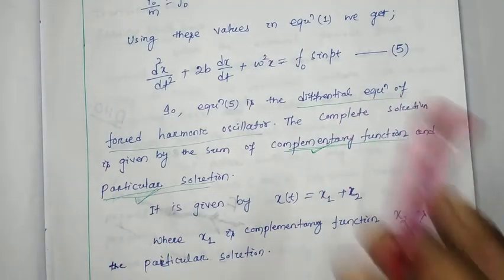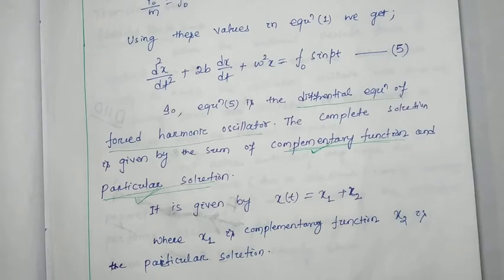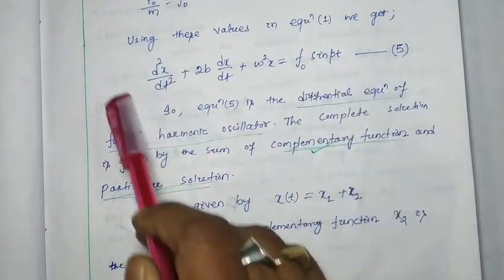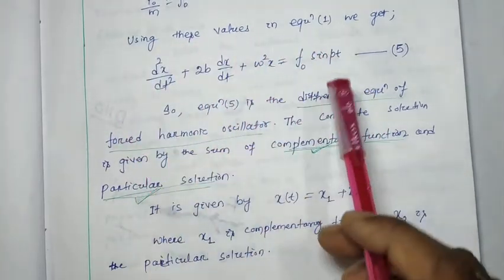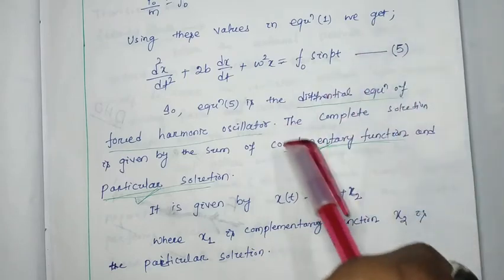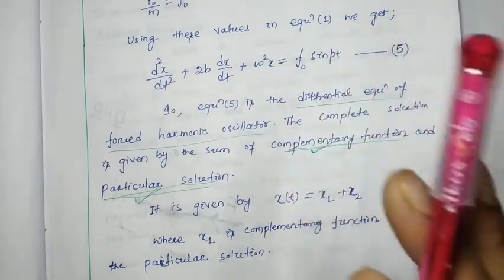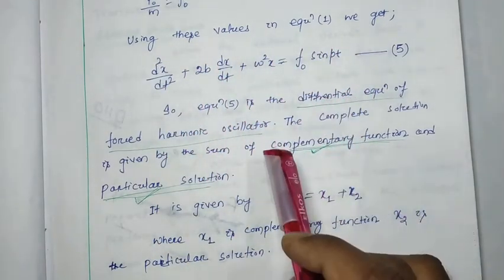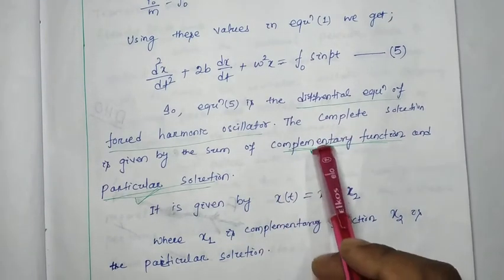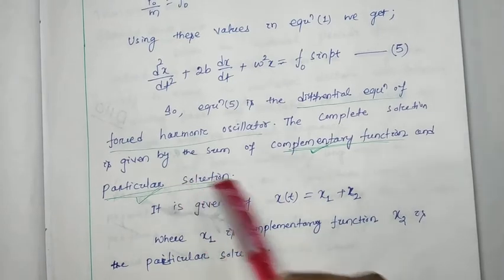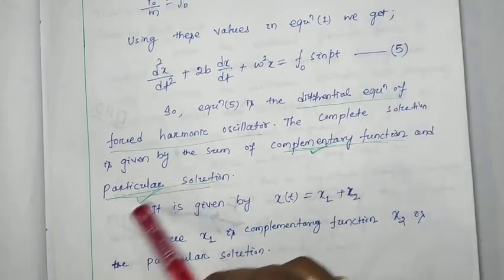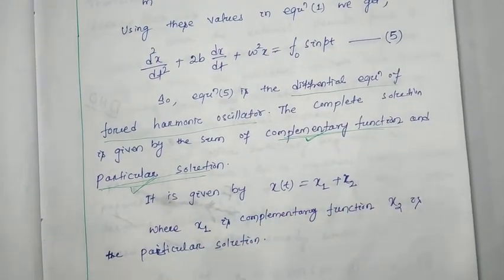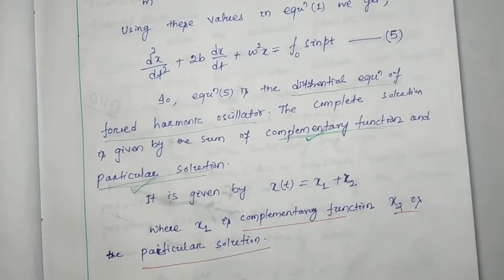So I just applied the concept over here. Some other day I will do the solution of this type of differential equation for you. For now you just accept that for this type of differential equation, the general solution will be the sum of the complementary function and the particular solution, written as x(t) equal to x1 plus x2. x1 is your complementary function, x2 is your particular solution.